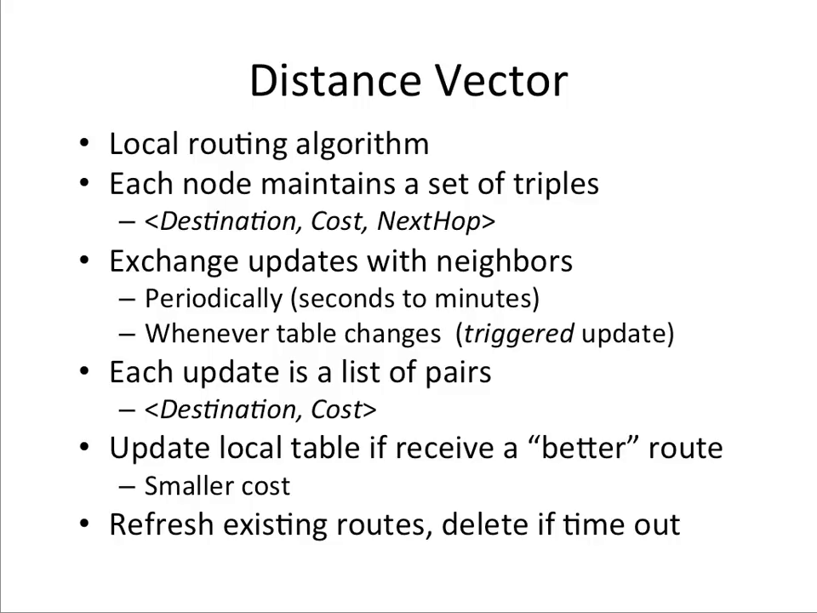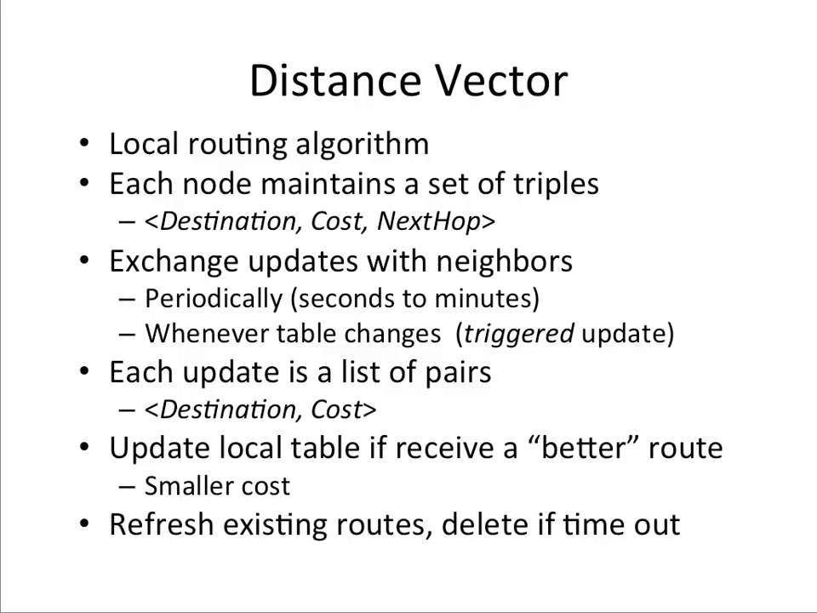So it's a local routing algorithm. That means you use information from your neighborhood. And the slide is a little bit dense, but it'll make sense. Each node maintains a set of triples: destination, cost, and next. So we talked about this just now, right? For a destination that you need to be able to route to, you're going to maintain the total cost of the path, and the next hop. And you exchange that information with the neighbors. Just with their neighbors, not the entire network.